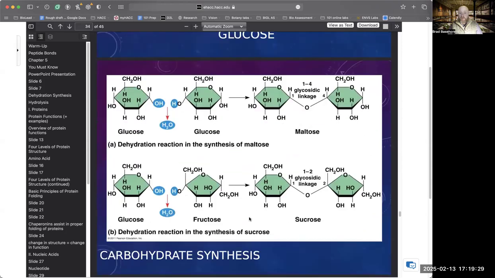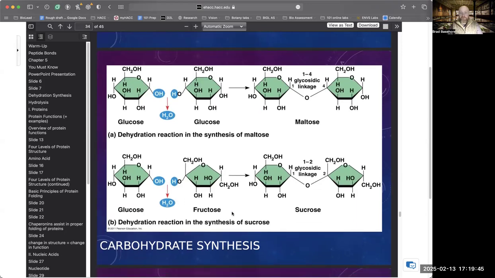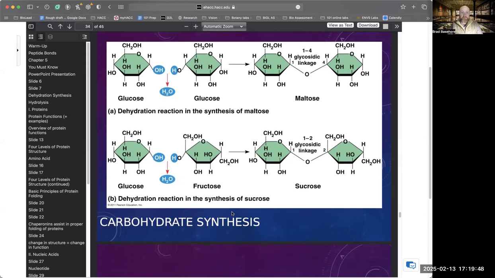And again, it's just monomer polymer chemistry. You take an OH off of one side and H off the other side, dehydration synthesis. You then join the two sugars together. And then the reverse is true for building sugars up.